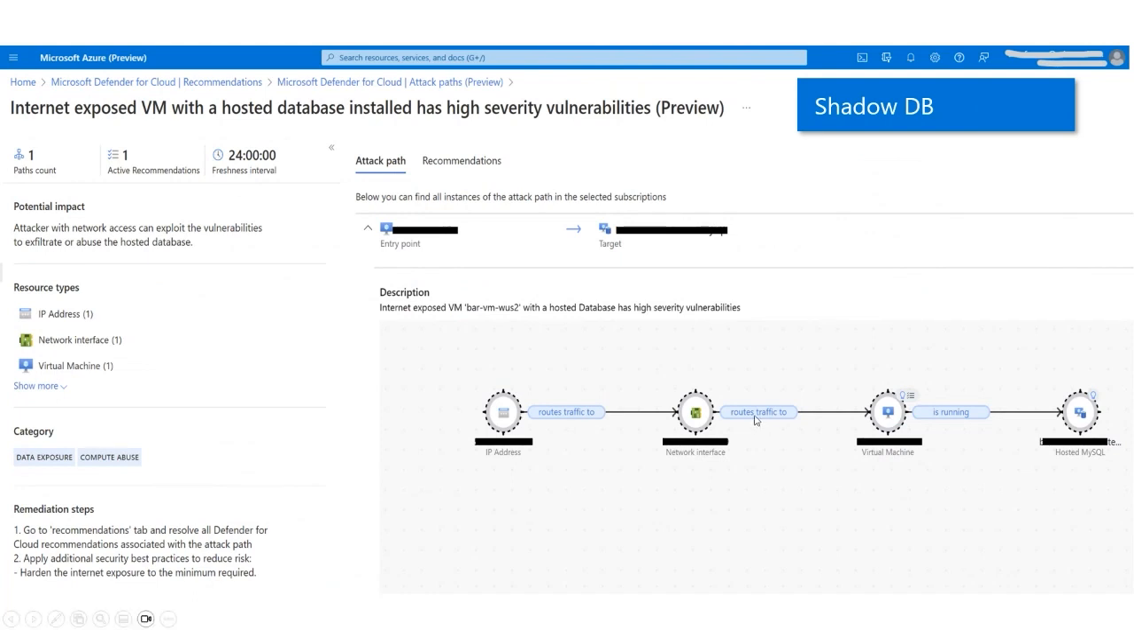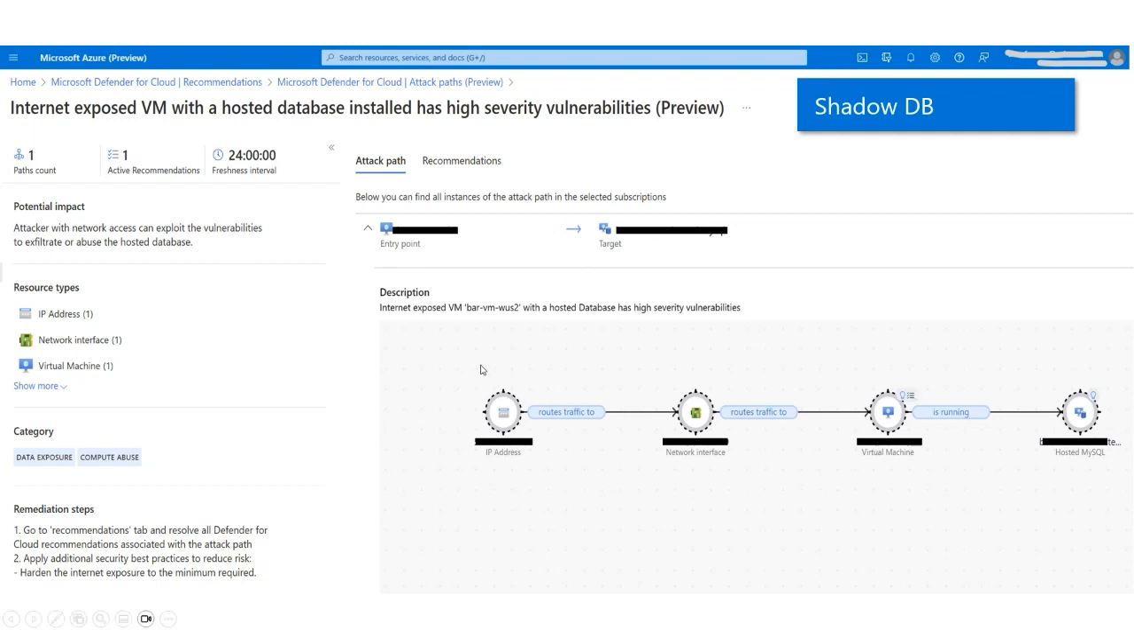The last use case that we are going to cover today is ShadowDB, which is one of my favorites with customers. One of the things that customers are not aware of is all those databases that are installed on some VM but are not managed. So the organization is not familiar with that specific database.